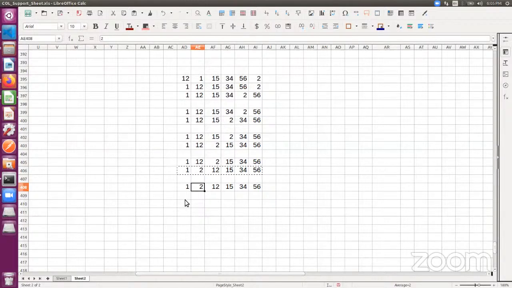Understood? Okay. So any doubts in this bubble sort? This is an illustration of bubble sort. Okay. So it's all right, Sam. I will send you the YouTube link.